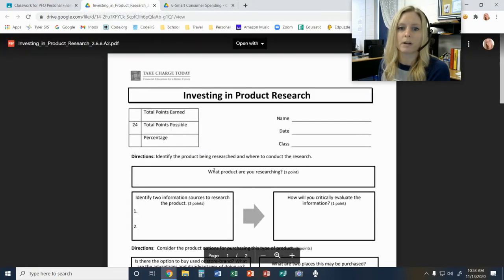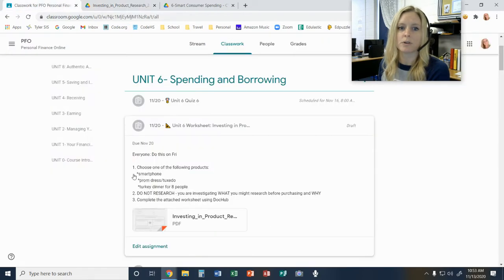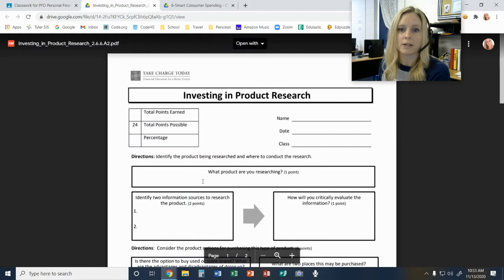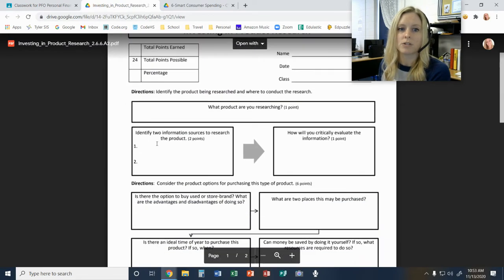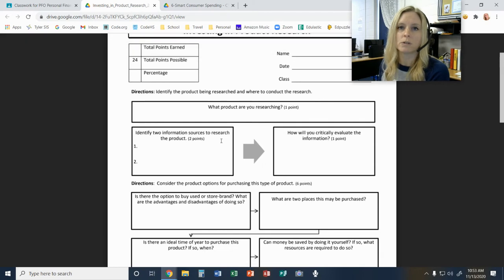You're going to say, what product are you researching? So again, your choices are a smartphone, a prom dress or tuxedo, and a turkey dinner for 8 people. So you're choosing one of those items and you're going to write that in right here. Next, you're going to identify two information sources to research the product. So, where would you find out information in order to find out maybe things like product reviews or durability, or even just locating where your options are to buy this item?